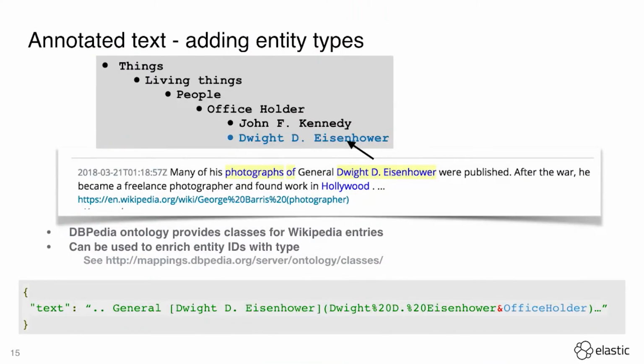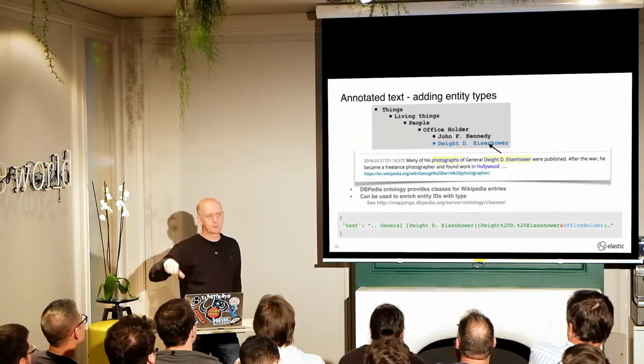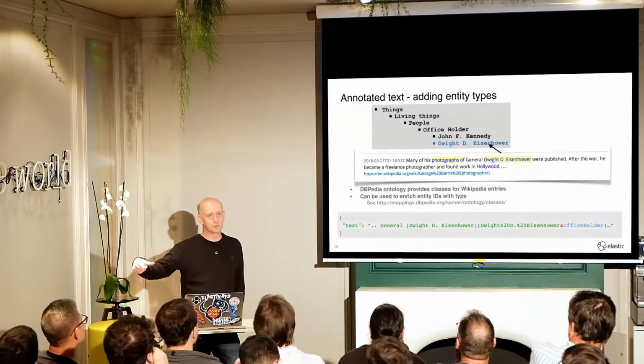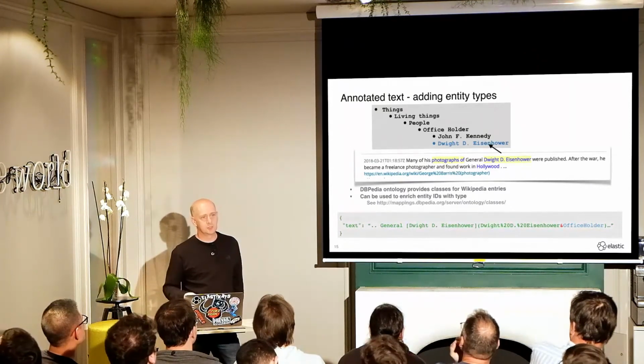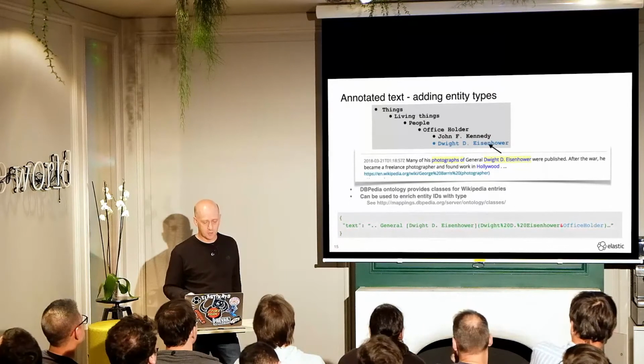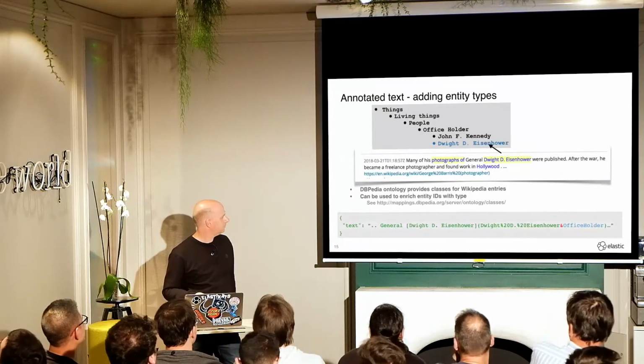So you can look up an entity like John F. Kennedy, or in this case Dwight D. Eisenhower, and it will tell you what type of thing it is in a class hierarchy. So we know that Dwight D. Eisenhower is an office holder, and that is also a type of person, which is also a type of living thing, which is a type of thing. So I could pick whatever I want from that tree where I found Dwight D. Eisenhower and add that as extra metadata into the text or the annotations that go around my documents.